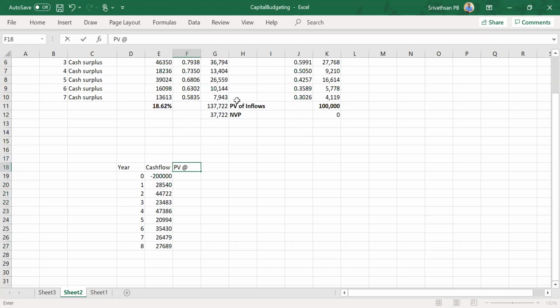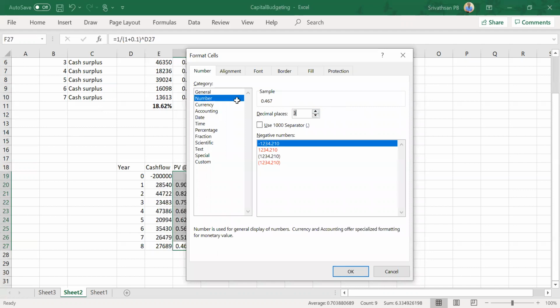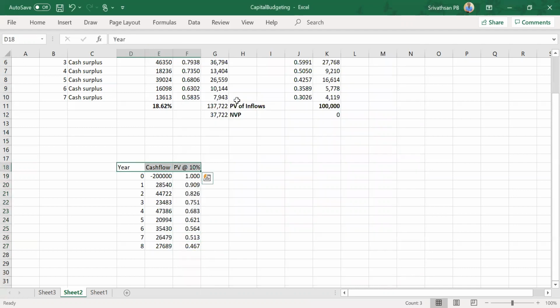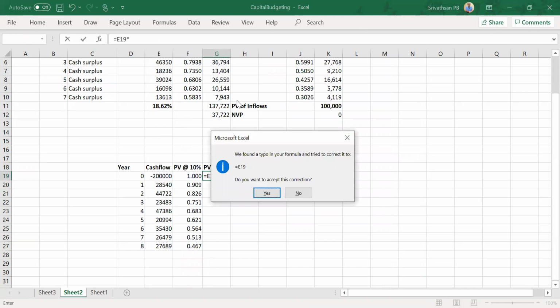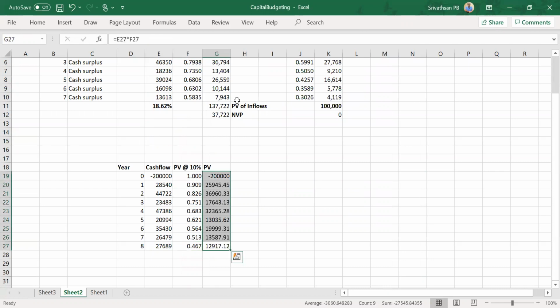PV at, say, 10%. Let's begin with 10%, equal to 1 divided by 1 plus 0.1 to the power 0, 1, 2, 3, and so on. So this is your PV factor. Present value, your cash flow times your PV.